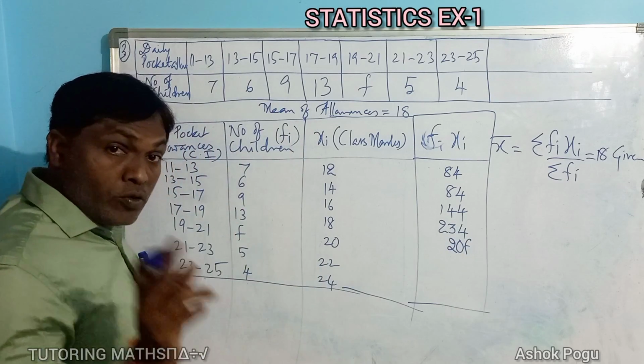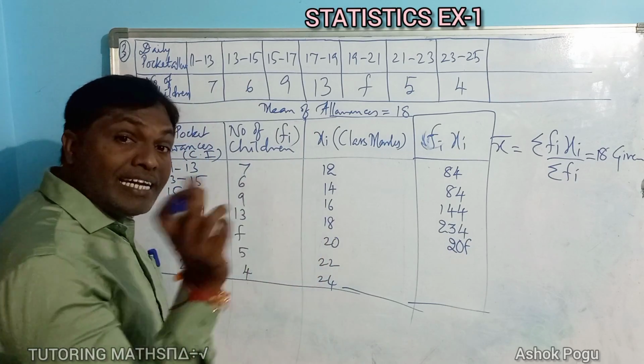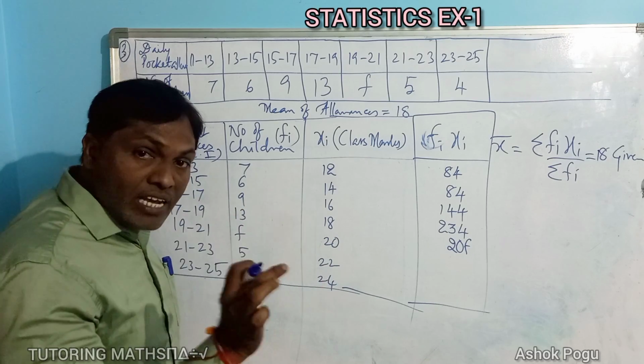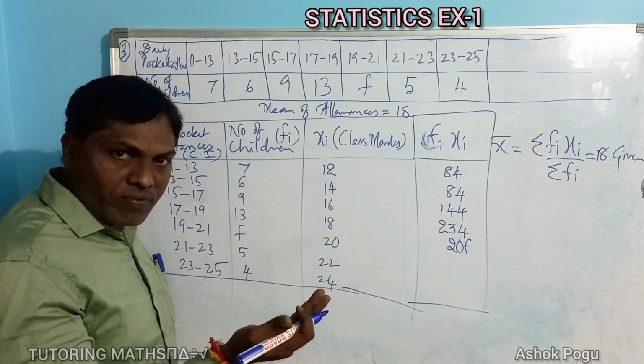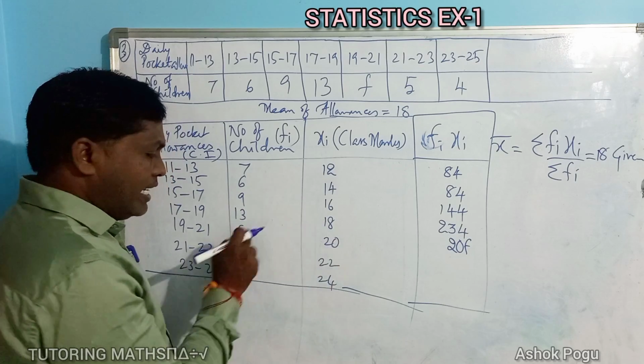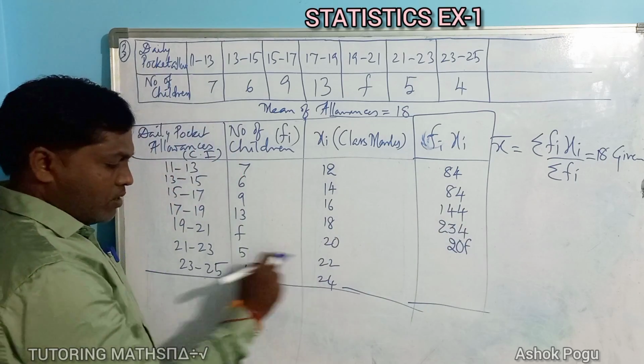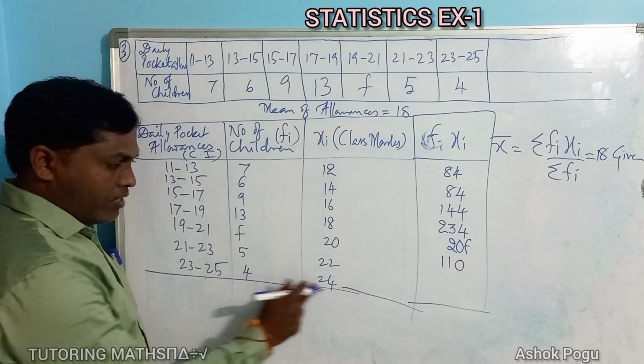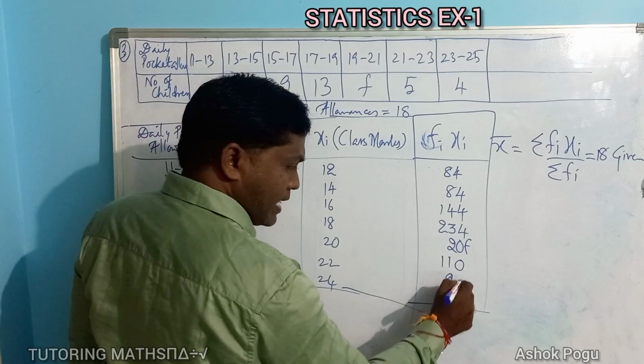And my dear student, don't get confused. This is the multiplication. Multiplication of 20 and f is 20f, not 20 plus f. It is 20f. 20 into f, 20f. Next, 5 22s, that is 110, and 24 4s is 96.